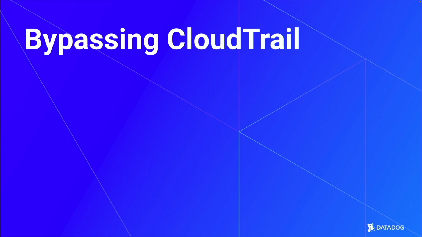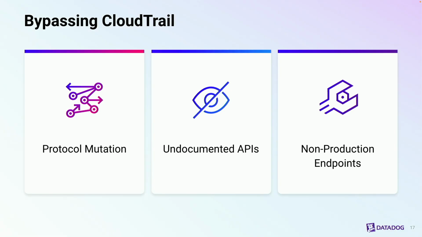And with that out of the way, we get into the interesting stuff, actively bypassing CloudTrail. In general, there are three sort of archetypes for CloudTrail bypasses that I've identified: protocol mutation, undocumented APIs, and non-production endpoints. In order to abuse basically any of these, though, we have to know a little bit about how the AWS API works. Many folks' experience with the AWS API is through things like the CLI or maybe the SDKs.